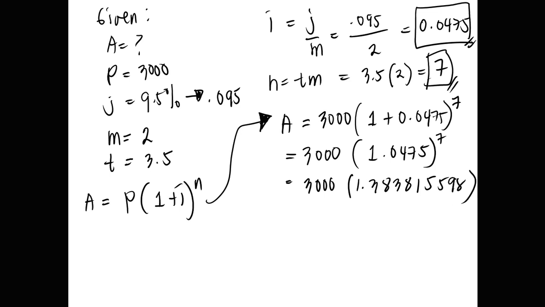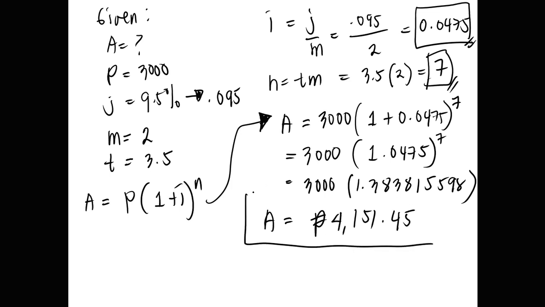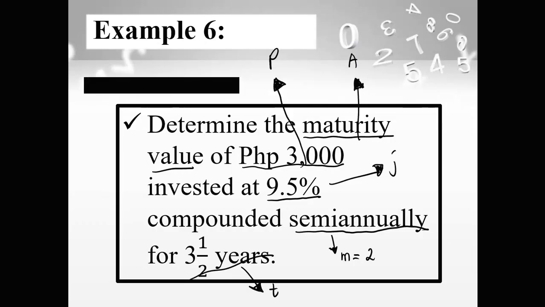1.38381558. And then the result is you will multiply it to the principal amount, which is 3,000 pesos. So the future value will be 4,151 pesos and 45 centavos. And that will be your final answer. Okay, so our future value is 4,151 pesos and 45 centavos, if we invest 3,000 pesos with 9.5% compounded semi-annually for 3.5 years.